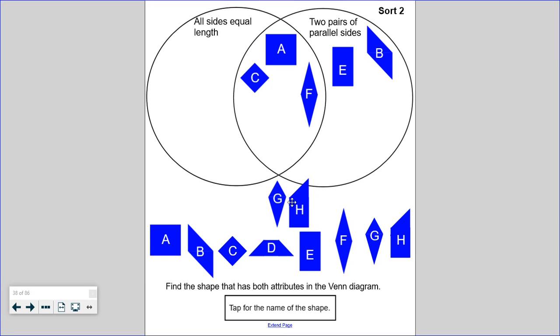And then how about H? Does H have all four sides equal length? Nope. Does it have two pairs of parallel sides? Nope, only one pair. So it also does not belong in the Venn diagram anywhere.